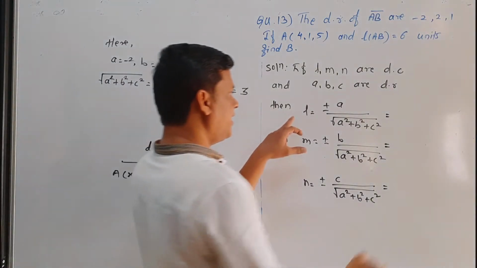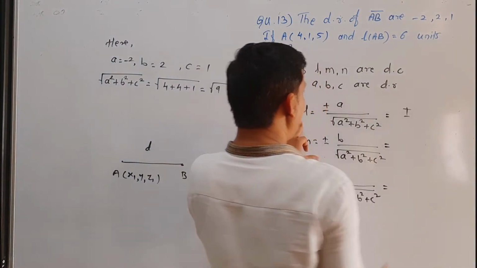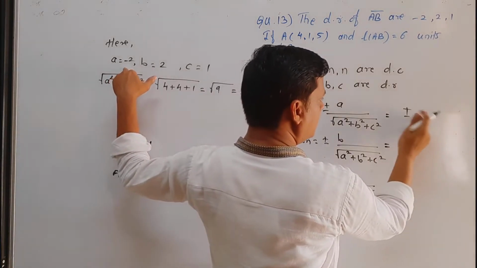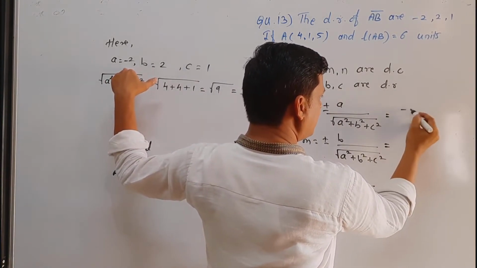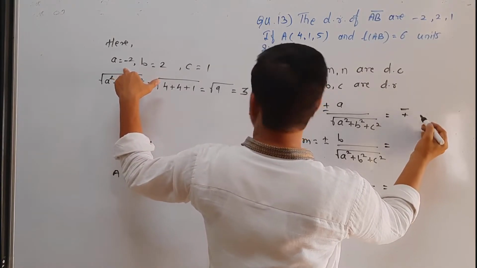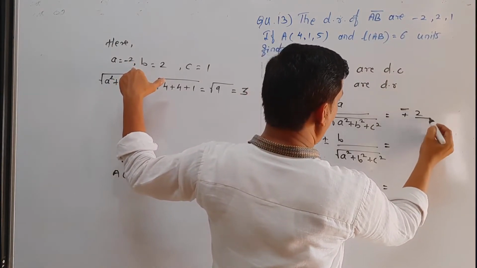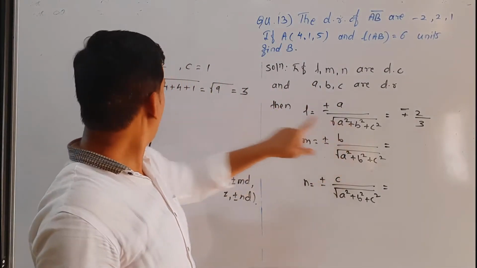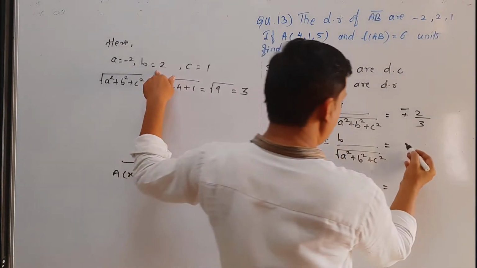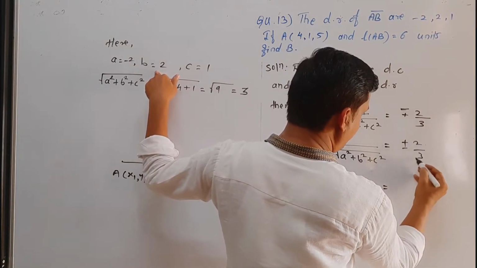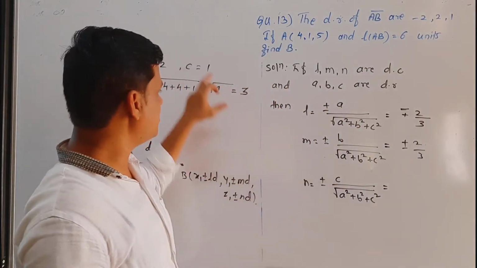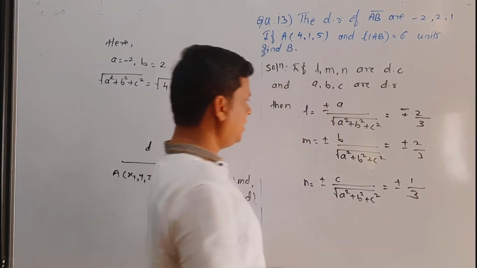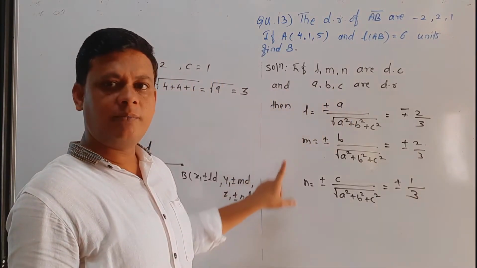So we write here l is equal to plus or minus, value of a is minus 2, so we write here minus 2 upon 3. Then plus or minus b, value of b is 2, so we write plus or minus 2 upon 3. Then value of c is 1, so we write here plus or minus 1 upon 3. So in this way we find l, m, n.